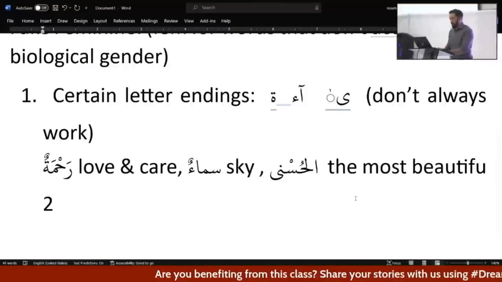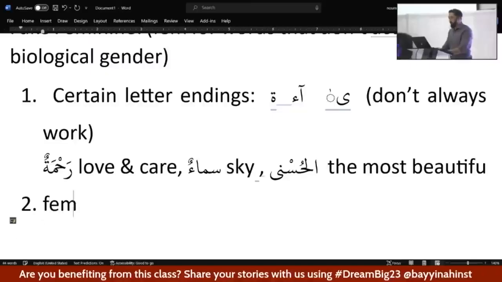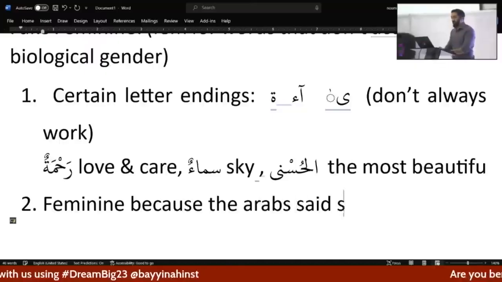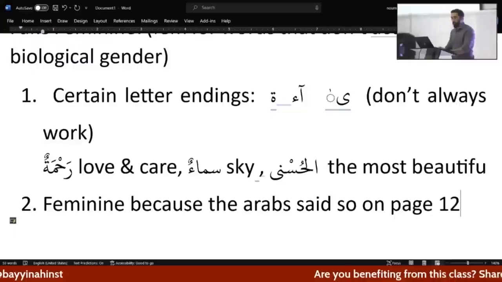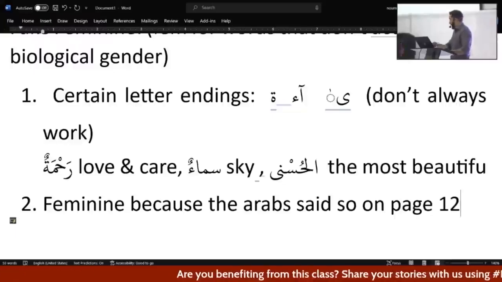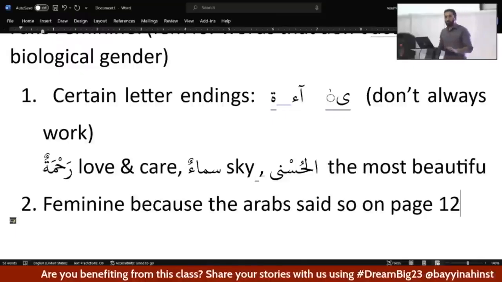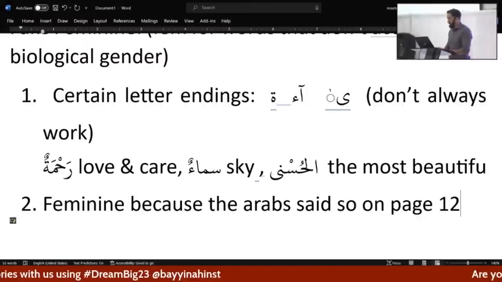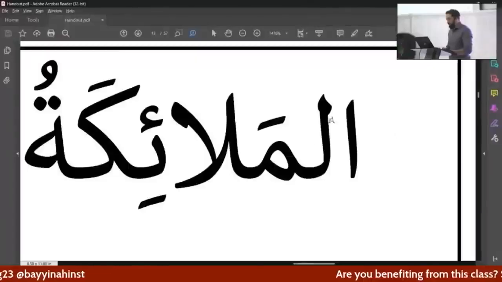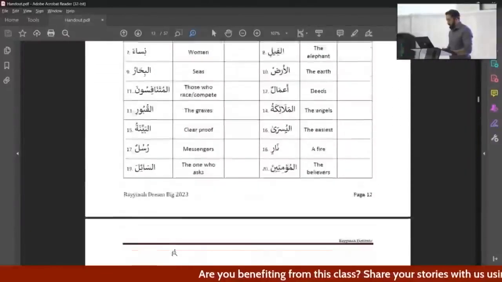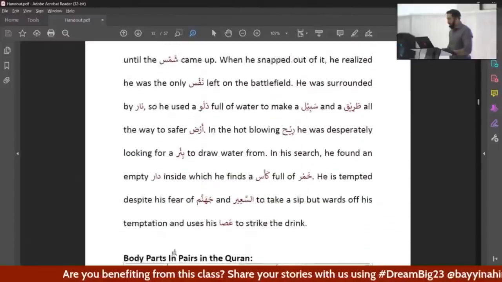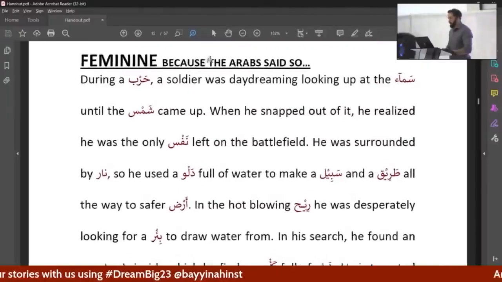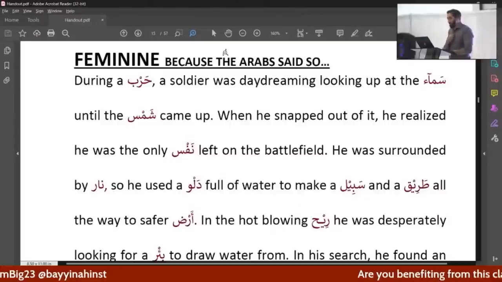There is another kind of feminine. I love this one. Feminine because the Arabs, what? What do you think? So on page 12. Literally, they said so on page 12. 13? They changed it? Oh, that's a bit... Really? I'm deeply hurt right now. Oh my God, it's page 13. Oh, I'm going to be so mad. I've kept this as page 12 since 2003. That hurt my feelings. Page 13, everyone.